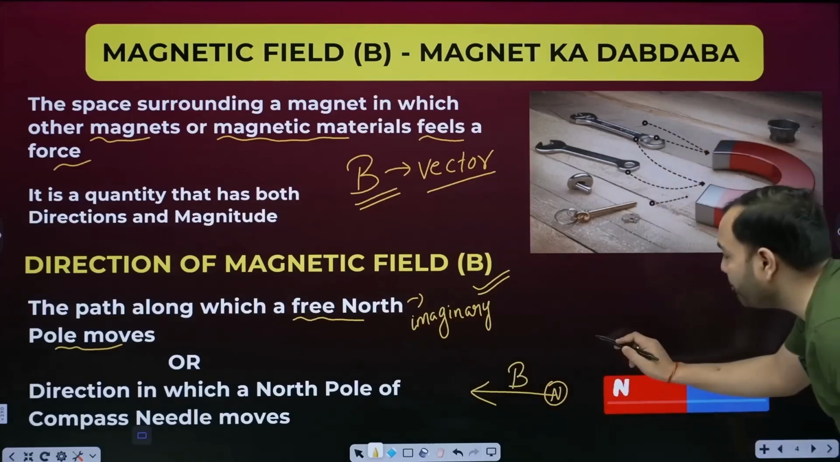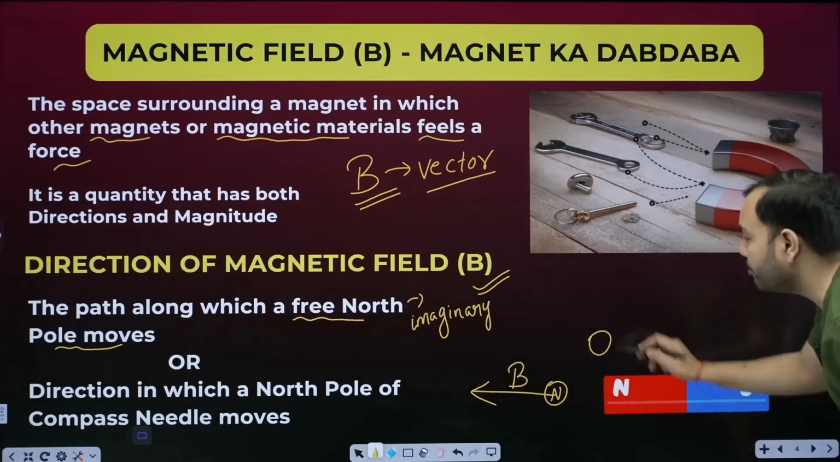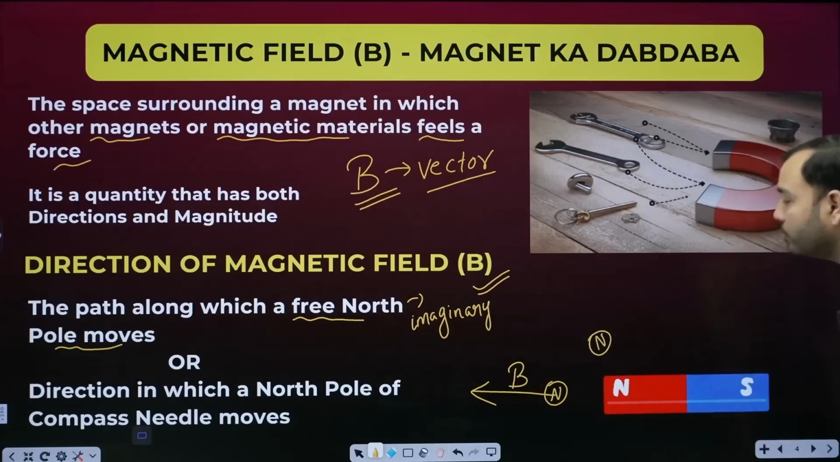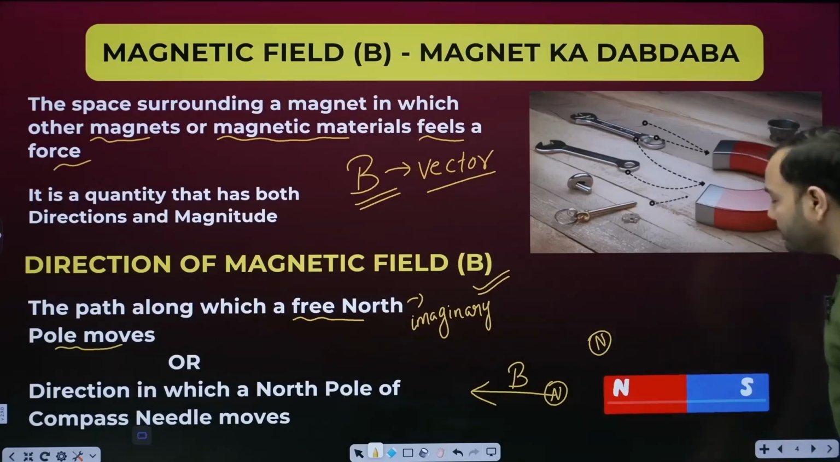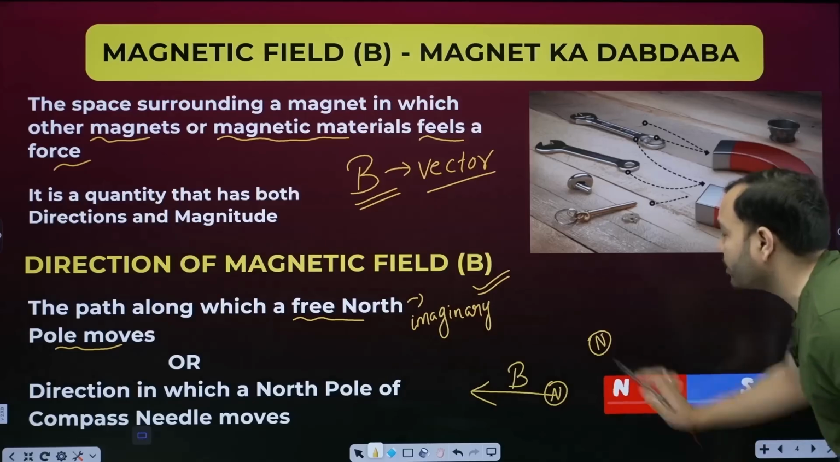Suppose I need the direction of the magnetic field here. What will I put here? I will put a north pole. Now where will this north pole run? This is north, this is north. It will repel it.